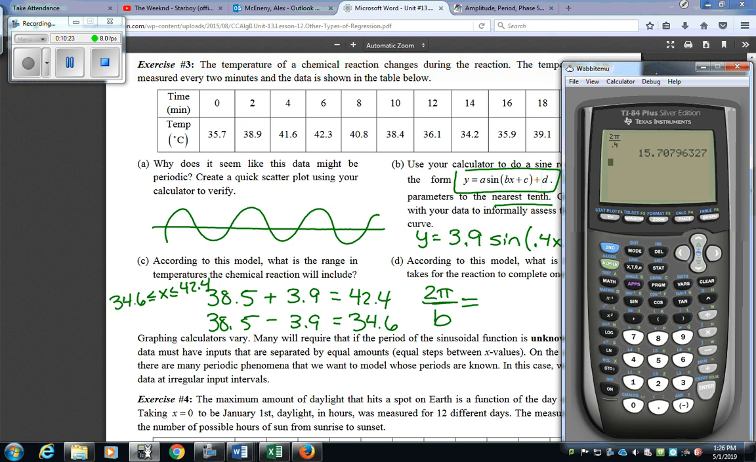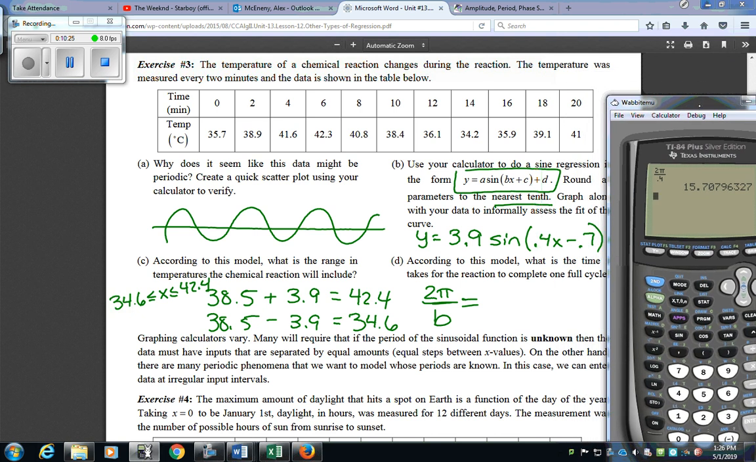And it looks like, based on what we have, we're expecting one wave, one cycle to be complete in about, if we round to the nearest tenth, 15.7 minutes. So that chemical reaction is increasing and decreasing, doing a full wave from one, let's say one top to the other top. This would be your period, 15.7 minutes.